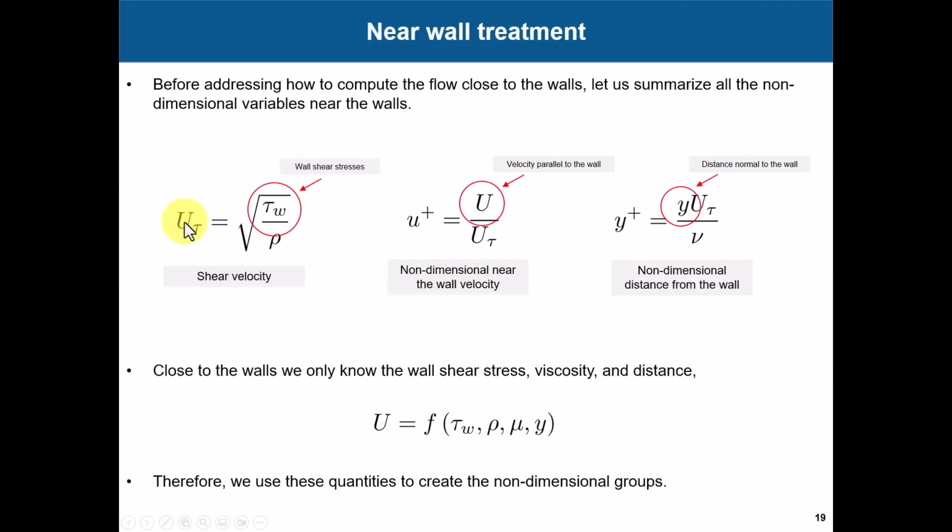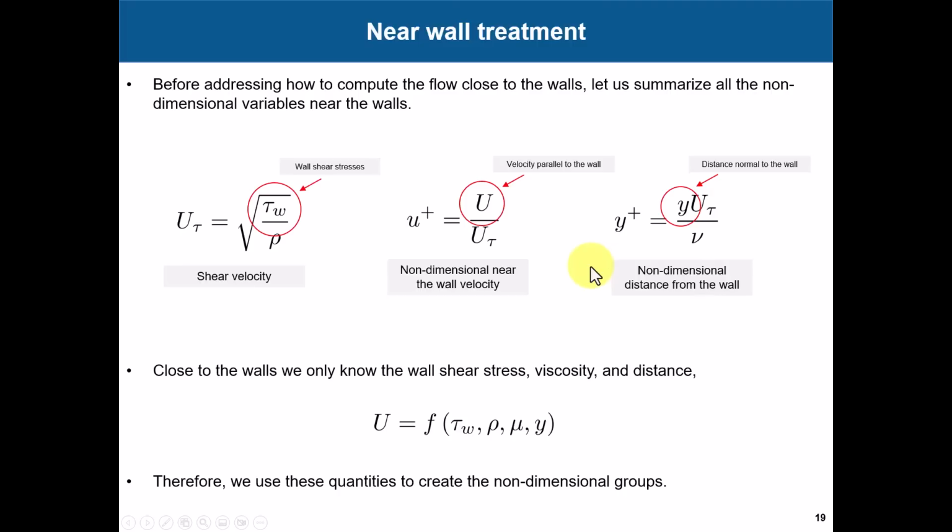So the shear velocity is computed like this. We need the wall shear stress, just to stress that this is not an actual velocity. It's just because we call it shear velocity because it has the same units. Then U plus is computed like this, using the velocity parallel to the wall, or parallel to the streamlines, and the Y plus is computed like this.